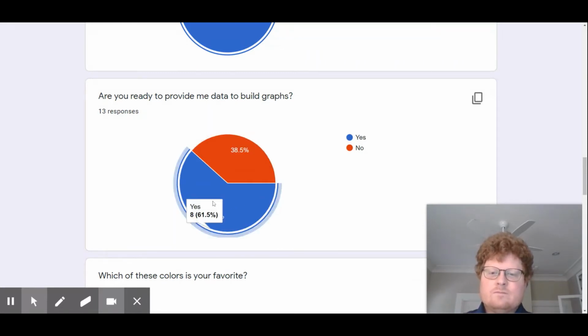Well, what I got was 8 of you said yes. That is 8 out of 13. And if you do the calculation and calculate that percent, that's 61.5%. So when you build a pie chart with that sort of information, this blue area represents 61.5% of the chart.